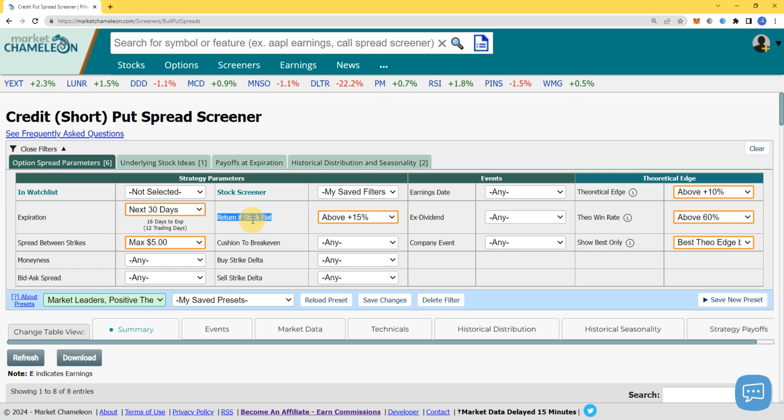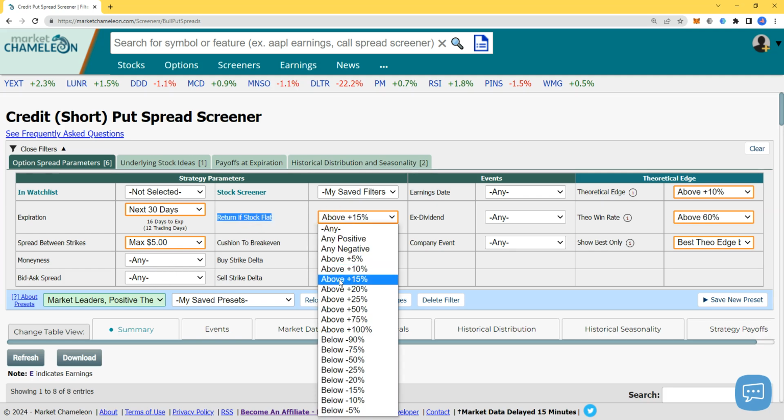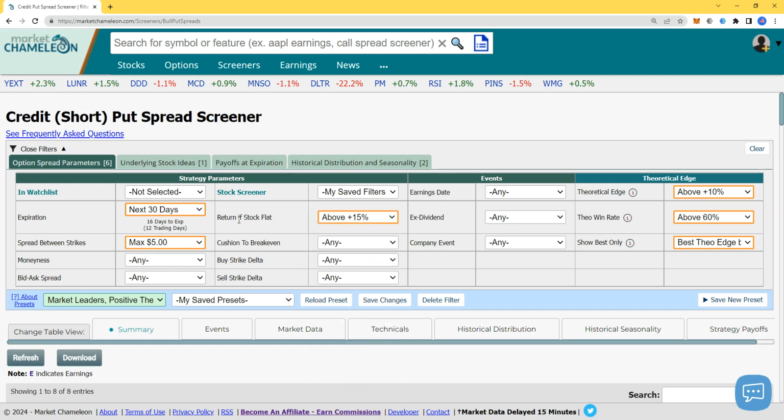Nothing in here. Return if stock is flat above 15%. This is pretty good. This is a good filter. What does it mean? Again, let's say you sell a 95 put and you buy the 90 put simultaneously. That's the 95/90 put credit spread, and the stock is at 100. If the stock is flat, your return on investment is over 15%, which is pretty good in 30 days or less. Now, they didn't change the earnings or dividend or company events, so this could be a little more volatile, but we've got an edge.